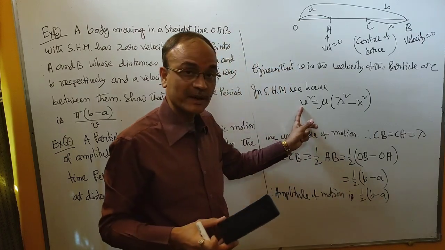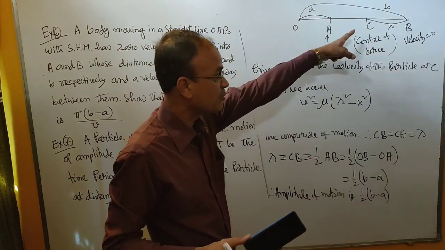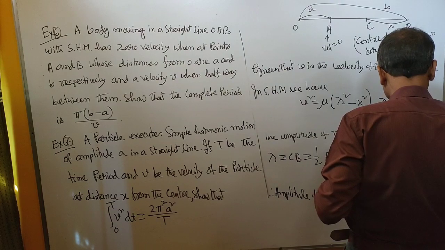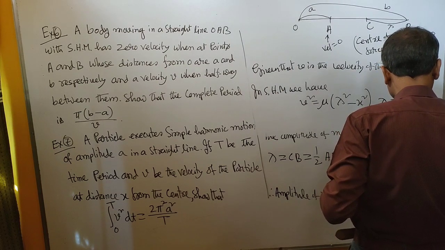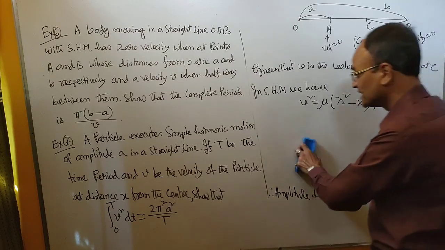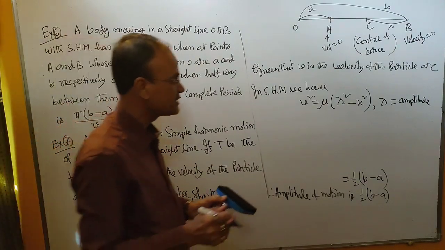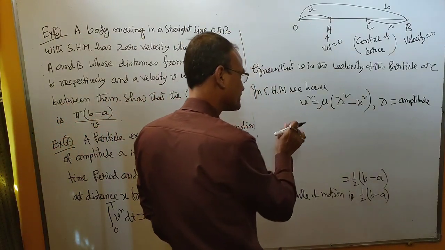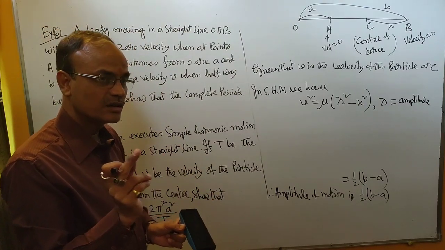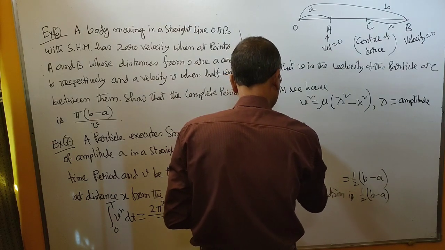Where V is the velocity of the particle when it is at a distance x from the center of force C, and lambda is the amplitude. Here, lambda is equal to amplitude.